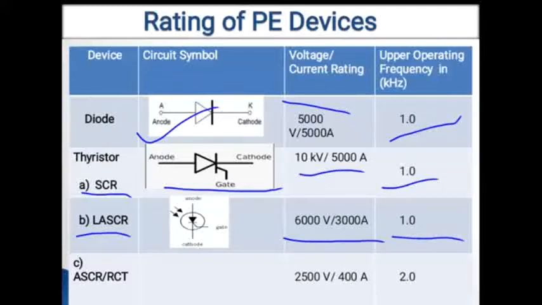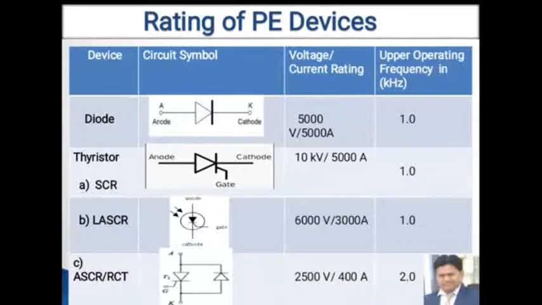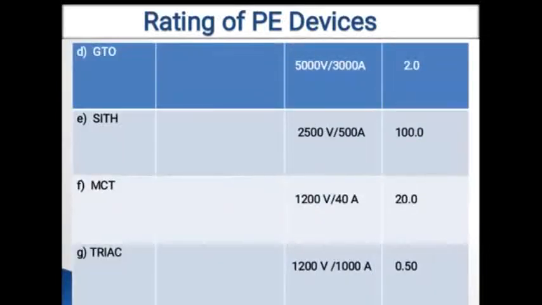Our next device is the ASCR or RCT, and in this diagram you can see the symbol for the ASCR. It also has three terminals, anode, cathode and gate, but with a somewhat different symbol structure. The voltage rating for this device is about 2500 volt and the current rating is in the order of 400 ampere, and it has a frequency range in the order of 2 kilohertz.